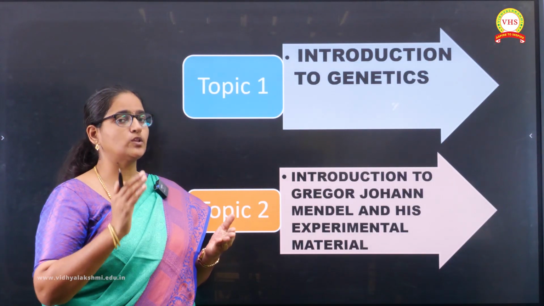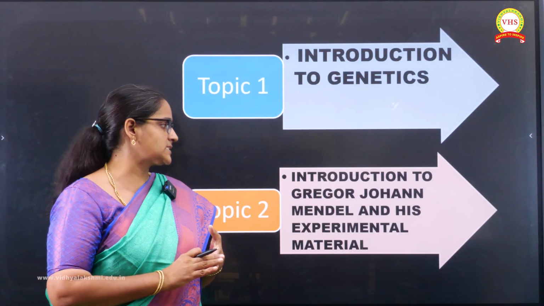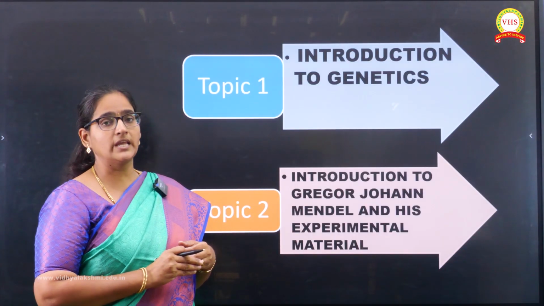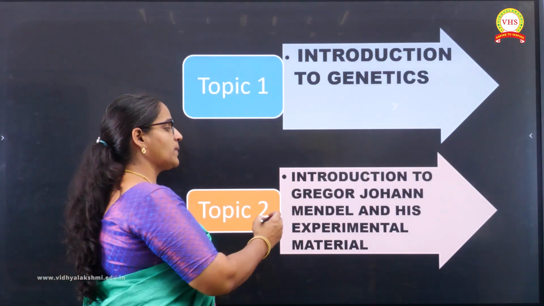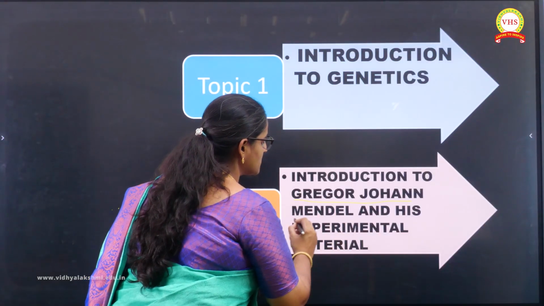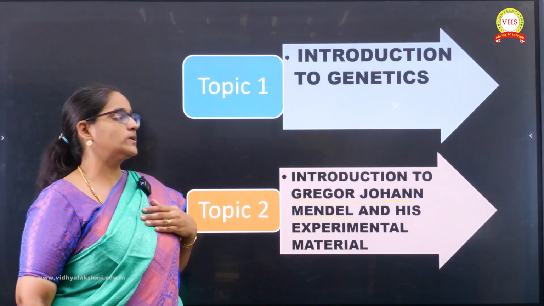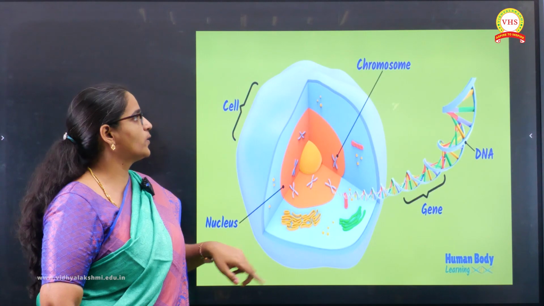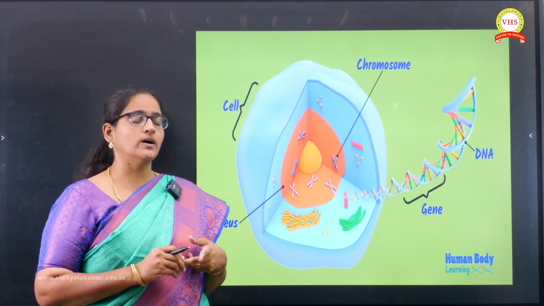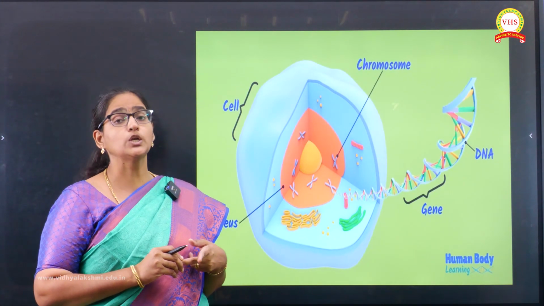So here we will be dealing with all the basic concepts related to genetics, and then we are going to see about Georg Johann Mendel and the experimental details. This scientist, Georg Johann Mendel, is the person who is called the father of genetics, as we all know. Every cell has a centrally dense material called the nucleus.